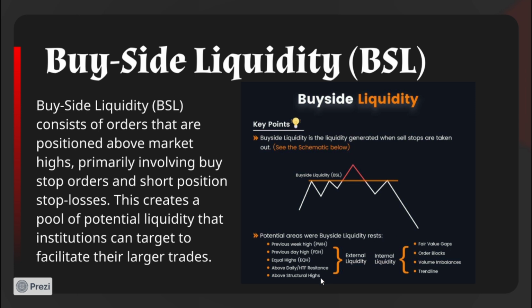So we normally find buy-side liquidity in the previous week's high, previous day high, equal highs, above daily or higher time frame resistance, or swing highs, in other words, above structural highs. That's external liquidity for the buy side. Internally, we find them in the fair value gaps, order blocks, volume imbalance, and trend lines.